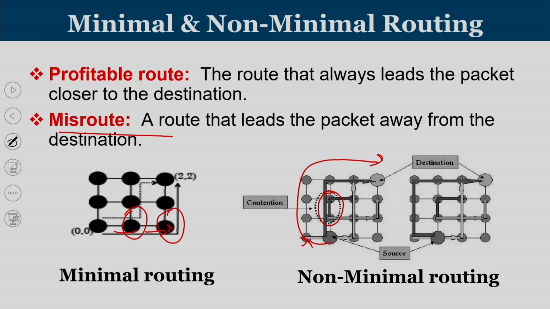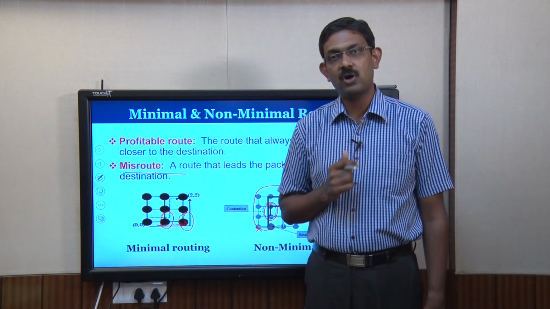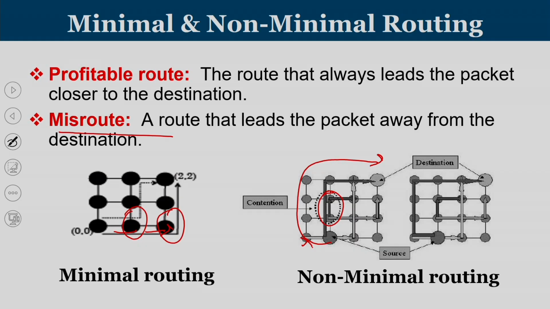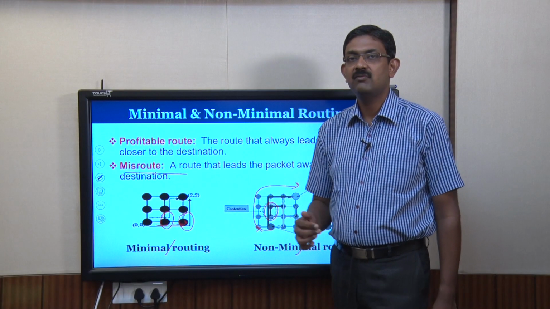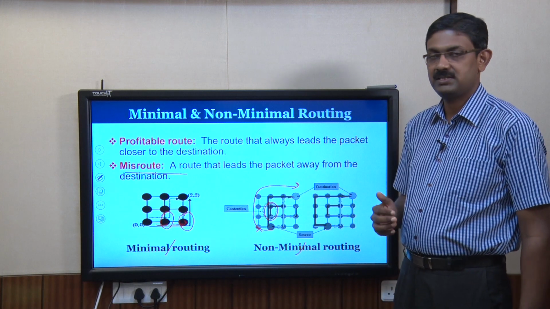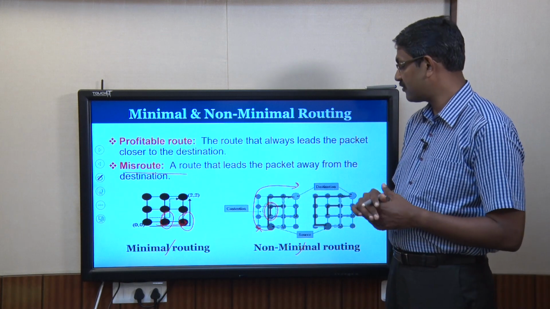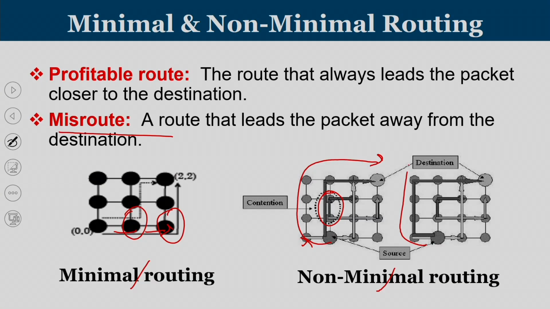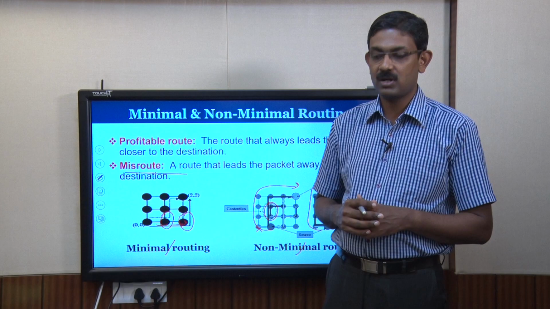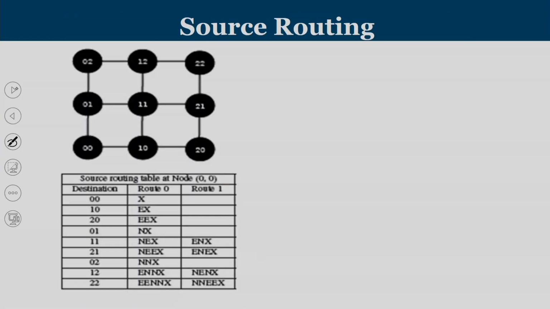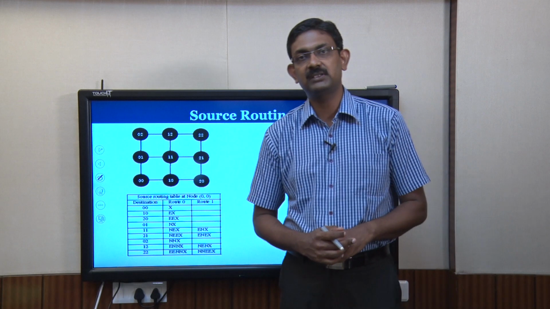So, we have learned two types of routing. The first is known as minimal routing and the second is known as non-minimal routing. In minimal routing, we are always moving closer to the destination. In non-minimal routing, we are moving away from the destination. Why? Because in certain scenarios, taking a detour will help us get around congested nodes, also known as hotspots. Now, we will see the next classification of routing.